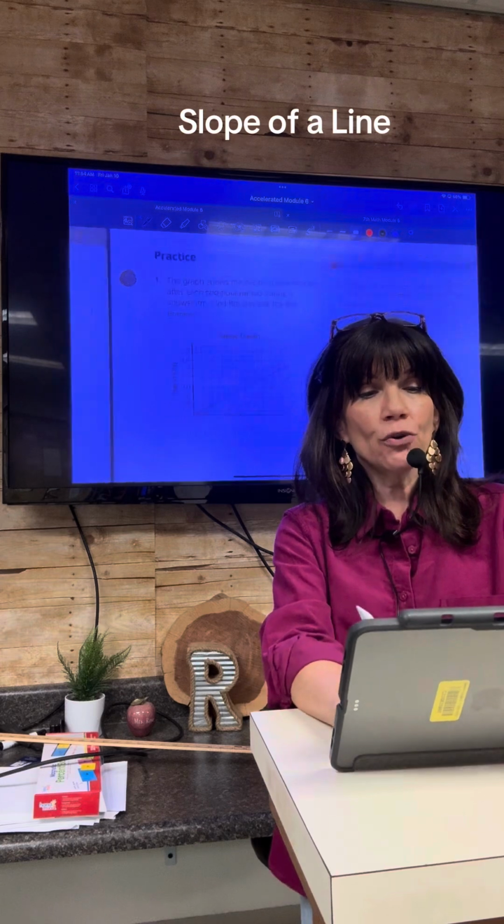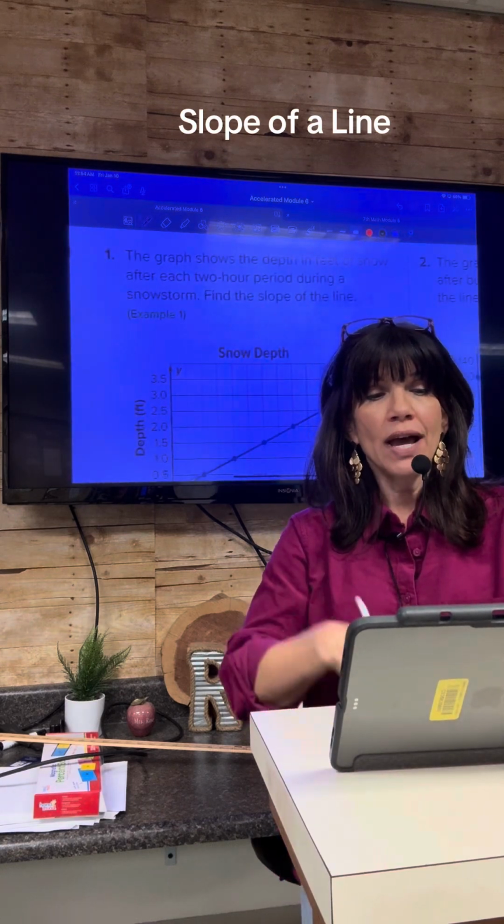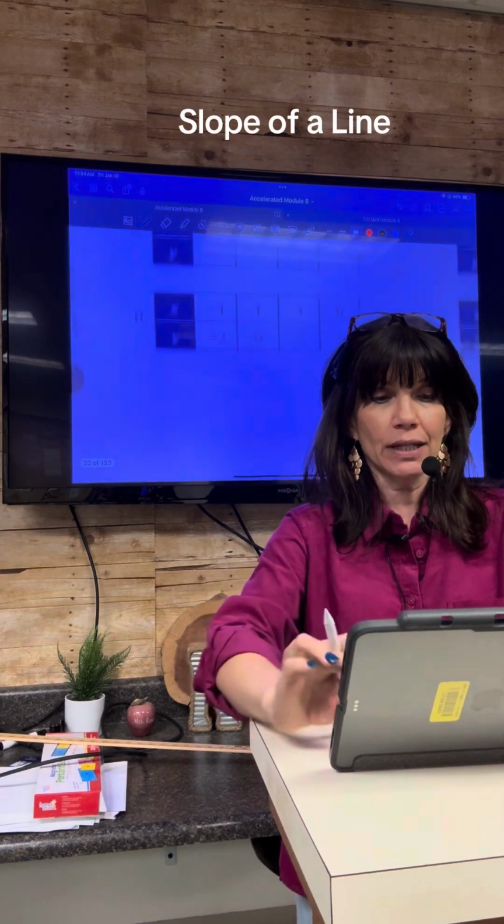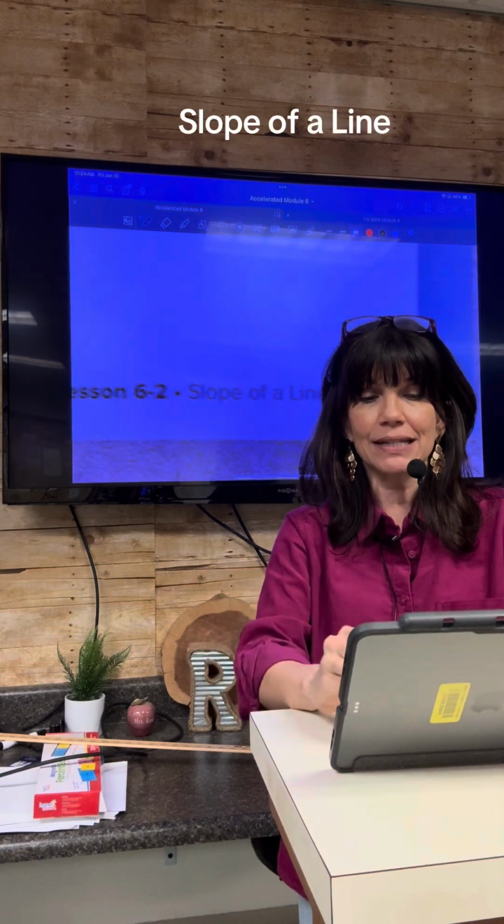Item number 1. The graph shows the depth in feet of snow after each 2-hour period of a snowstorm. Guys, the page is 369. I should have told you that.